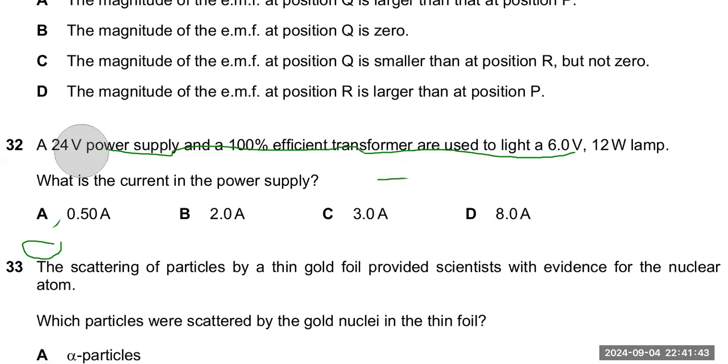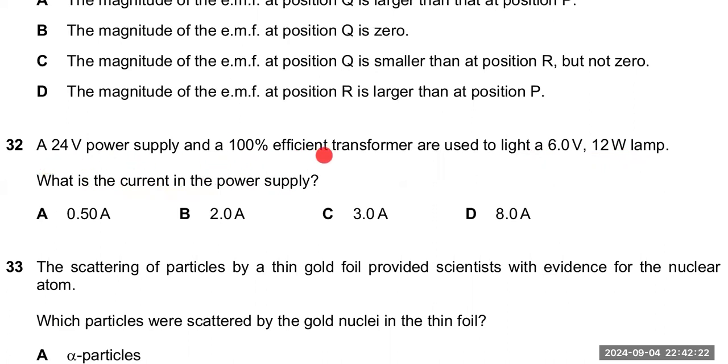The third question is: a 24-volt power supply and a 100% efficient transformer are used to light a 6-volt 12-watt lamp. This is the power of the lamp. What is the current in the power supply? The transformer is 100% efficient, it means input power must be equal to output power. You have to find the input current that is supplied to the transformer.